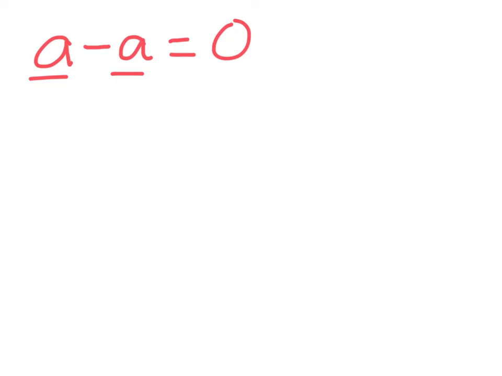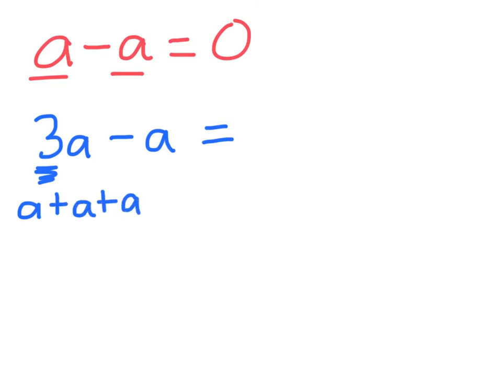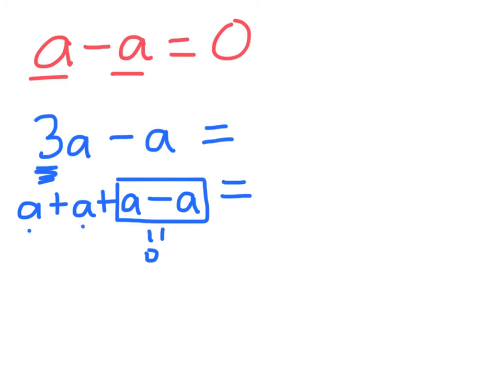Now let's try another. That would be 3a minus a. Okay, so let's think about, what does 3a mean? Our coefficient, or our number before the variable, is 3, so 3 times A. That means we have A plus A plus A. And then we're going to subtract an A. Well, we know that this part right here, A minus A, equals 0, correct? So we only have A plus A left, giving us an answer of 2A.